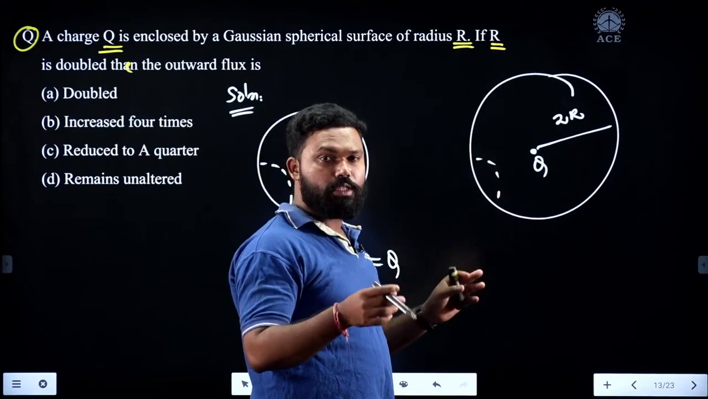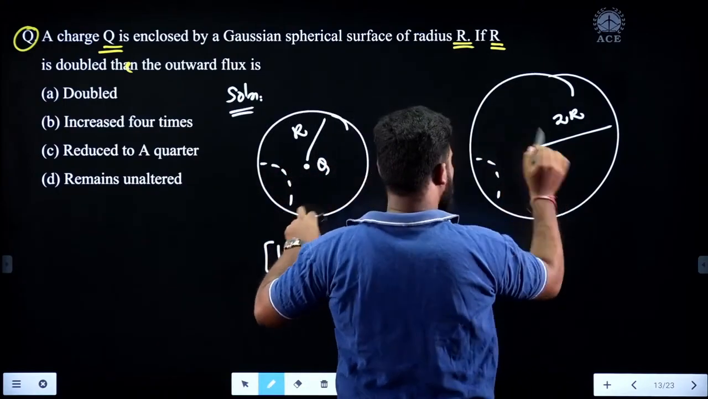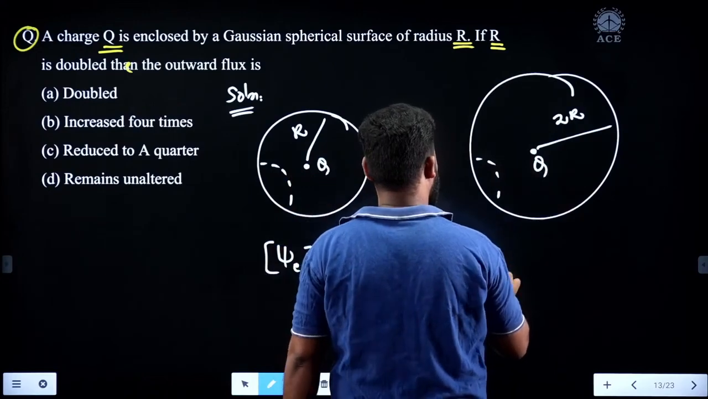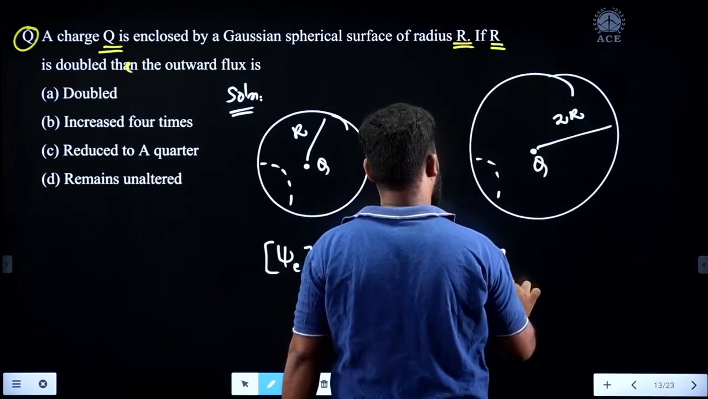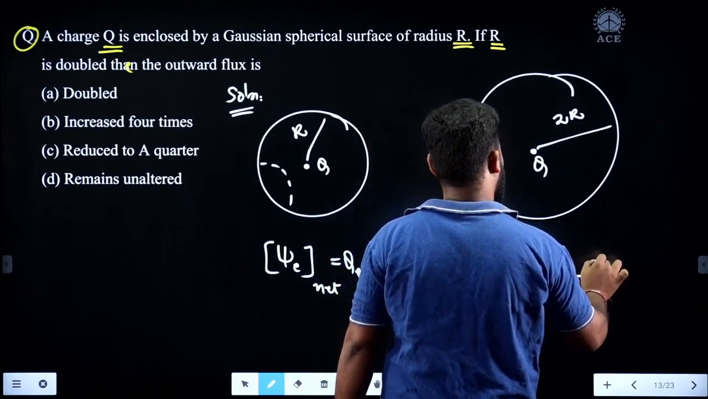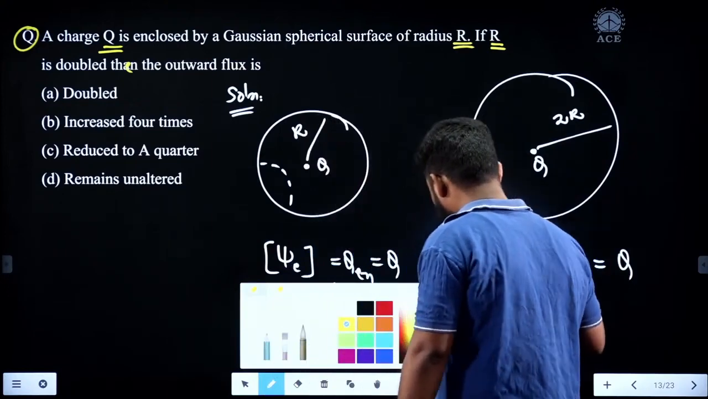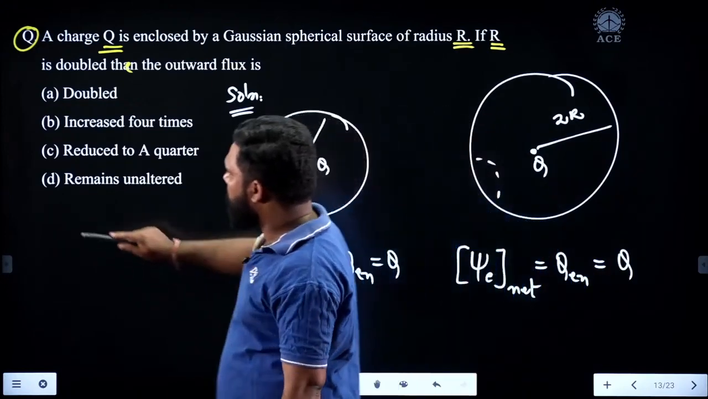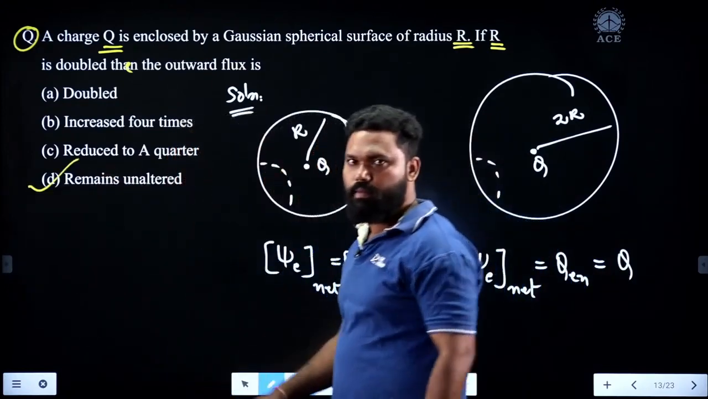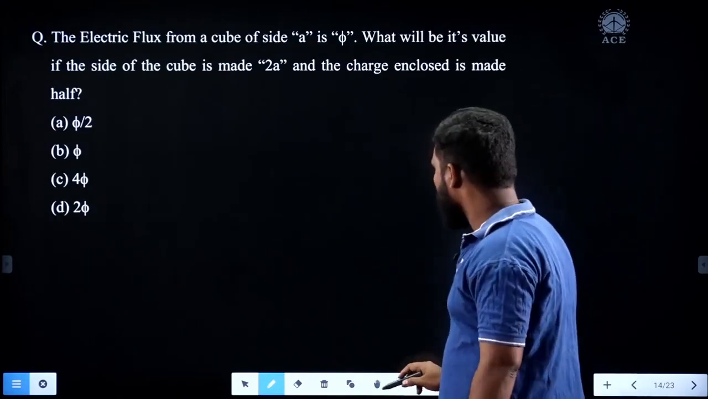Yes, you have to consider only the charge which is inside. So you are not changing the charge here. In this case and in this case the charge is the same. So what happens to the net electric flux? It is equal to charge enclosed Q, the same. Yes, it remains unaltered. Option D is the correct one. Let us take one more question. Yes, read out this one.